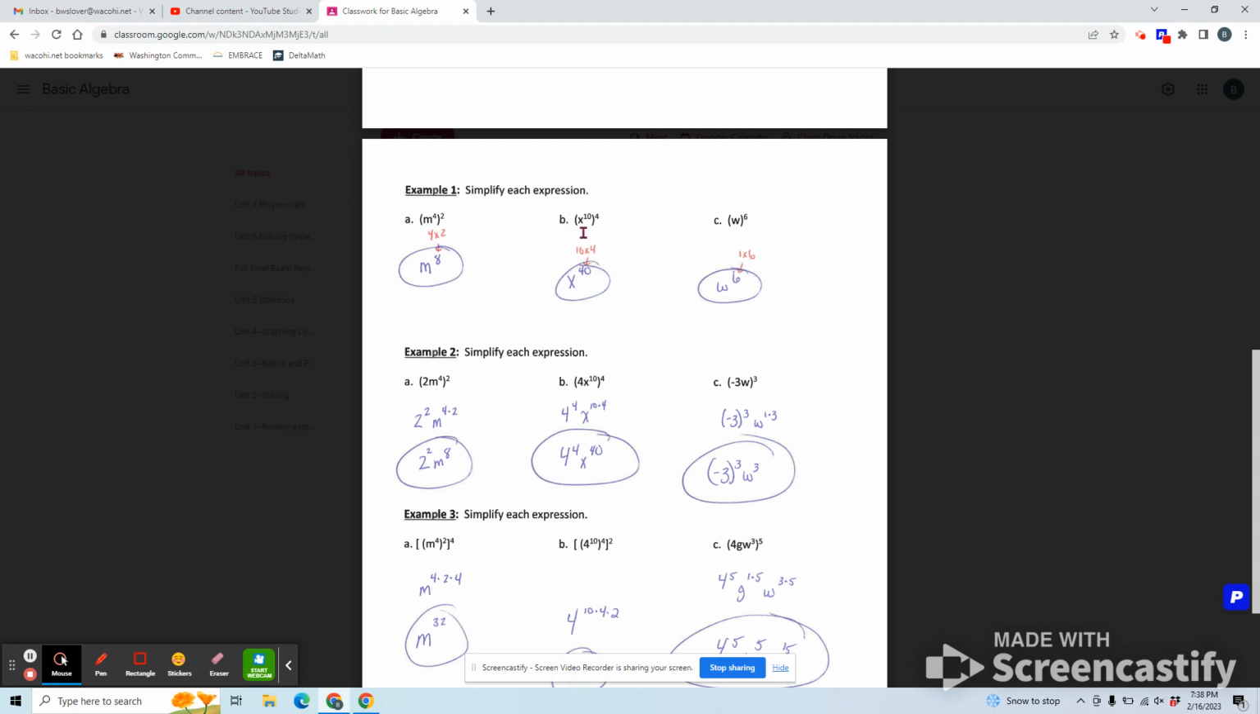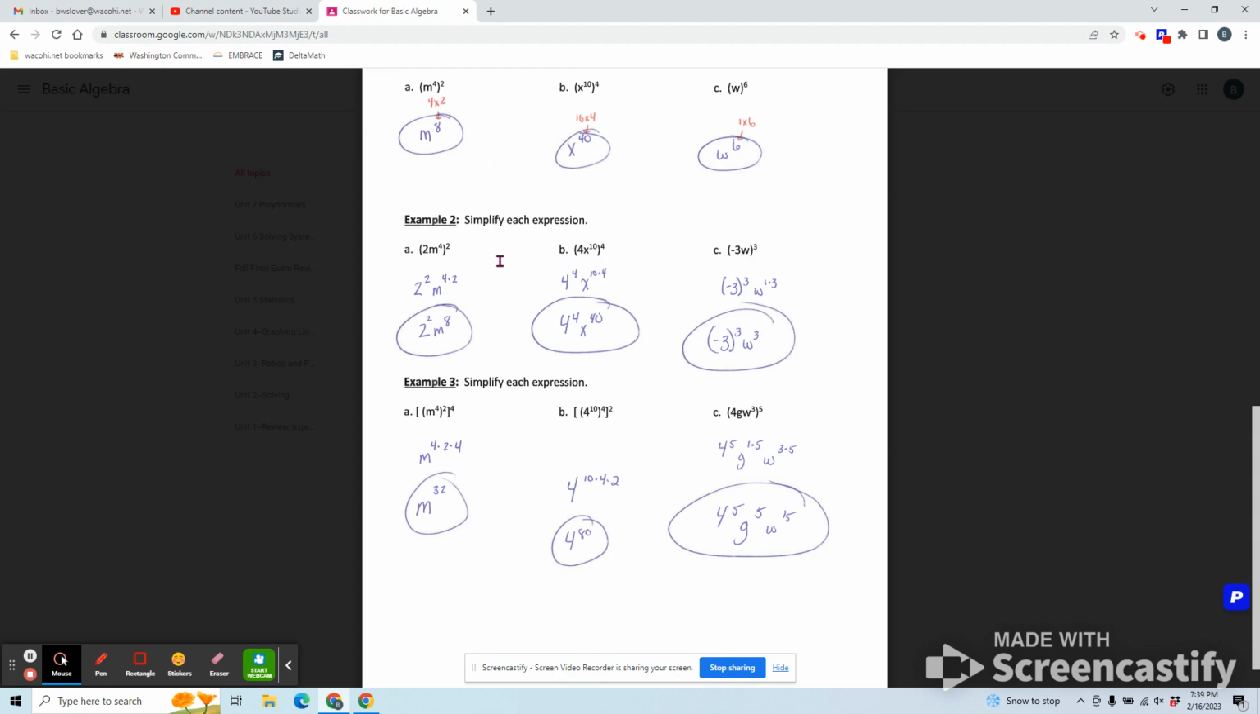Letter B, x to the 10th raised to the 4th. So 10 times 4 is 40. My base is x. And then letter C. It just says w, and it's raised to the 6th power. Well, it's really w to the first. That's where this 1 comes in. Even though there's no power printed, it is a 1. So 1 times 6 gives us 6.